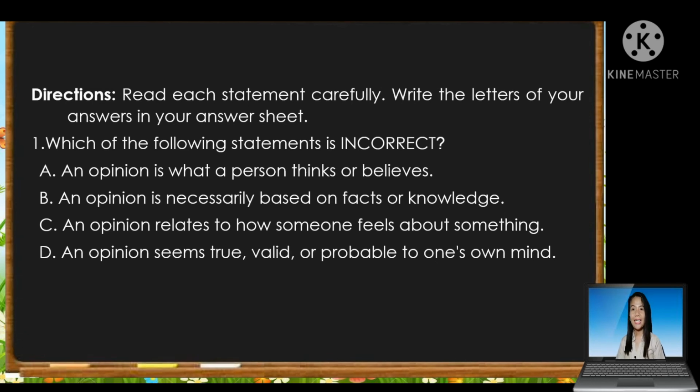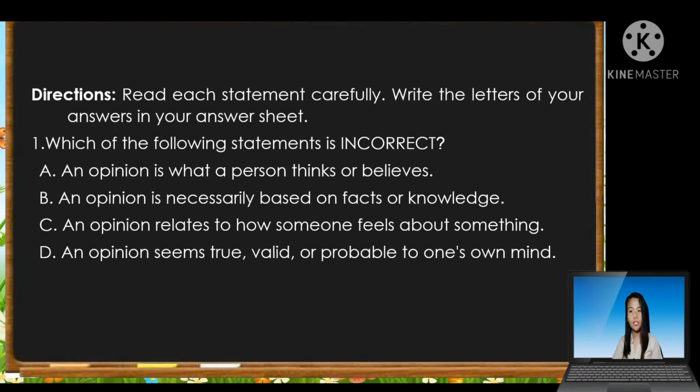Let us now move on to the last activity. Directions. Read each statement carefully. Write the letters of your answers in your answer sheet. Number 1. Which of the following statements is incorrect? A. An opinion is what a person thinks or believes. B. An opinion is necessarily based on facts or knowledge. C. An opinion relates to how someone feels about something. Or letter D. An opinion seems true, valid, or probable to one's own mind. Answer for question number 1. You got it right! Letter B.